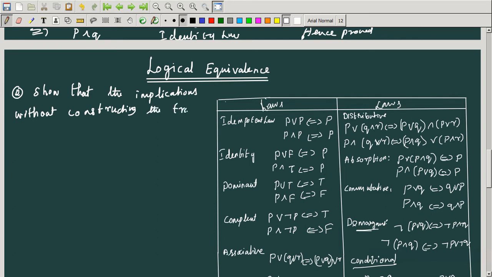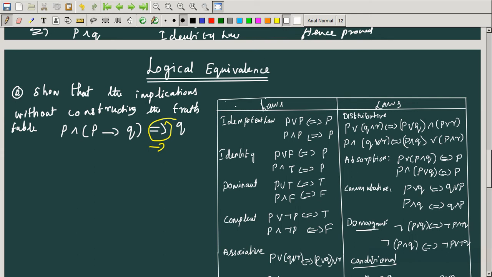So without using the truth table, you have to prove. Without constructing the truth table, the question is P and (P if Q), which is equivalent to Q. If they ask like this, with the equivalent symbol, you have to prove it is a tautology. For that, instead of this symbol, you have to apply the if condition.